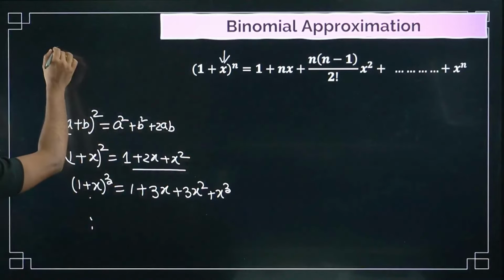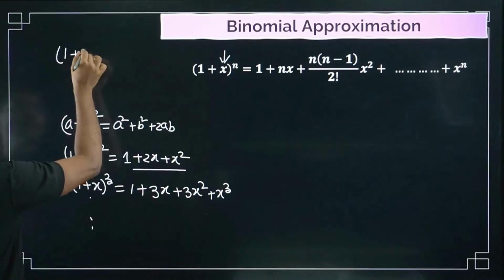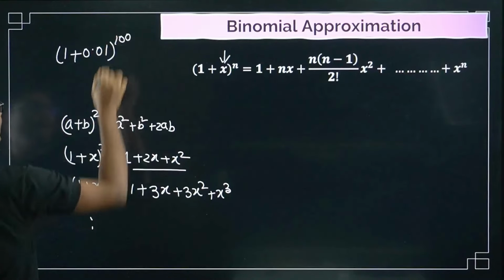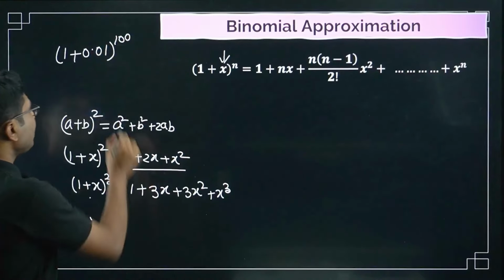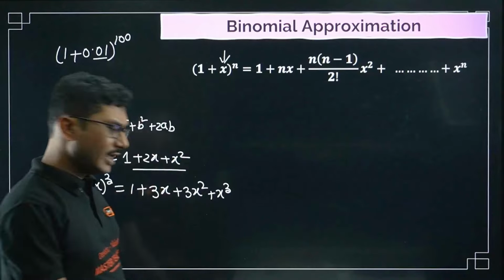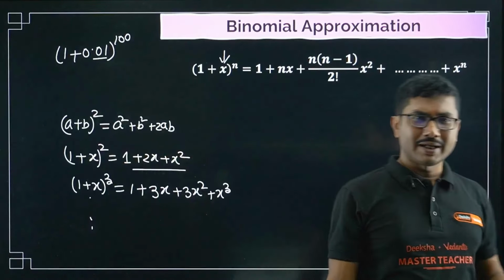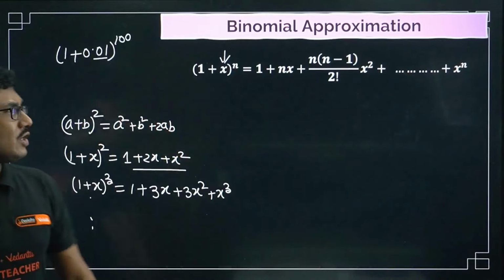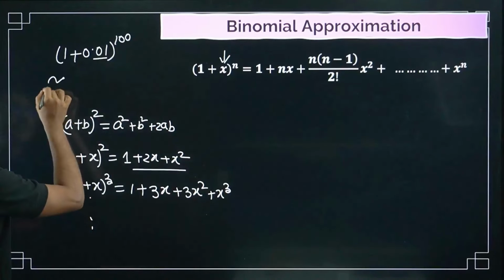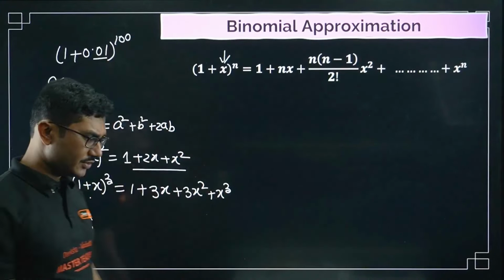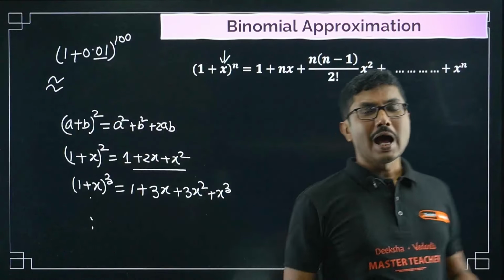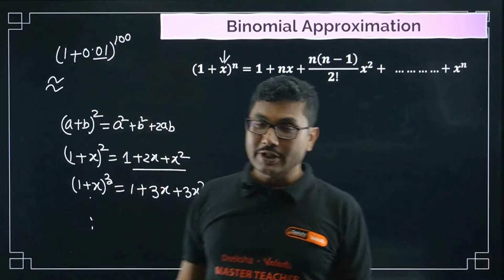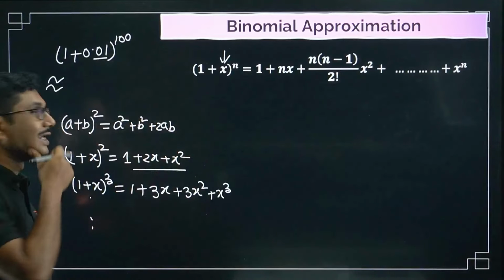For example, if you are asked to find 1 plus 0.01 to the power, say, 100. So this value is very small. 0.01 is 1 by 100, right? So that is a very small value. So in that case, what could be the approximated value of this expansion? On that we are very much interested.